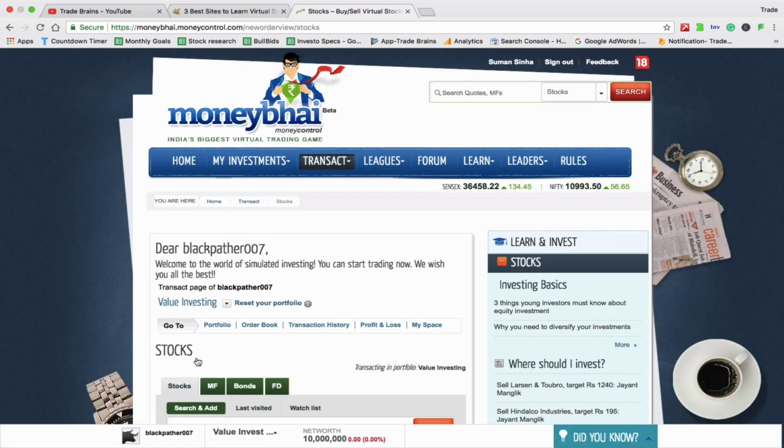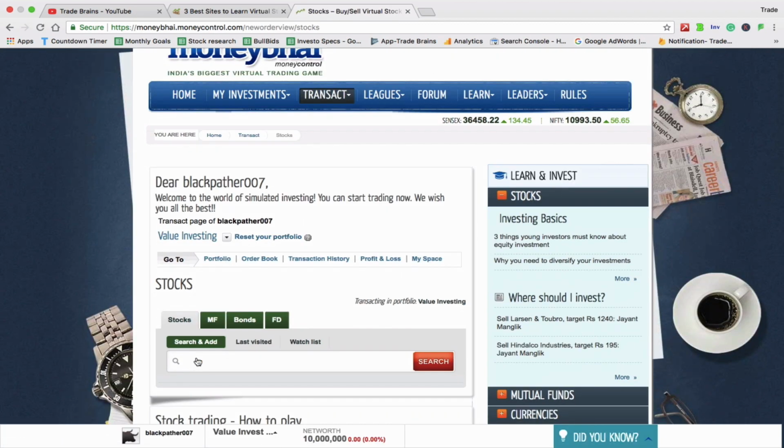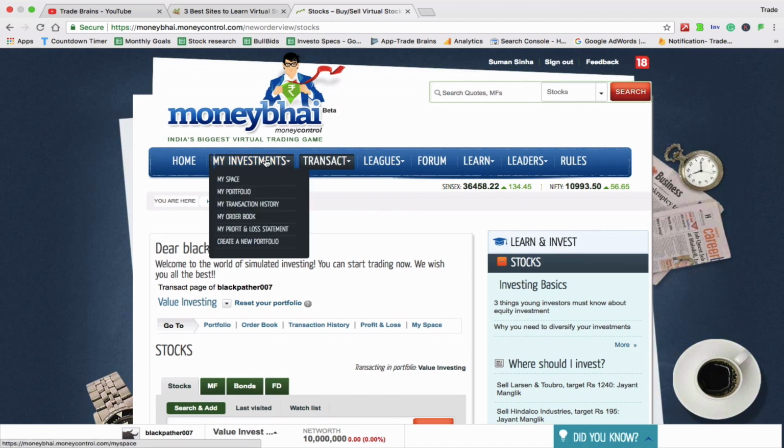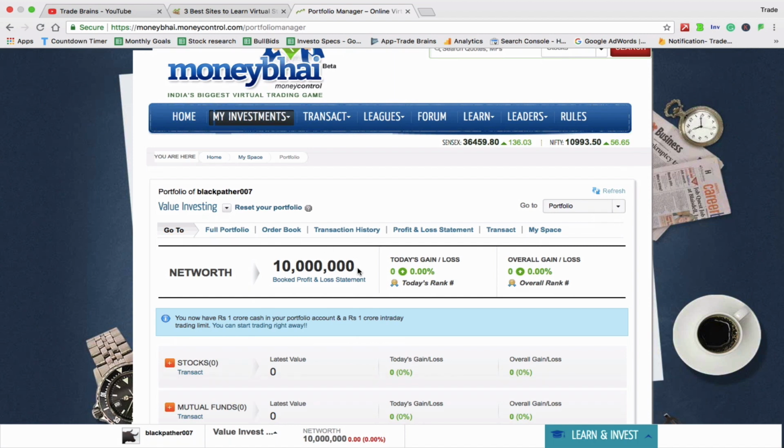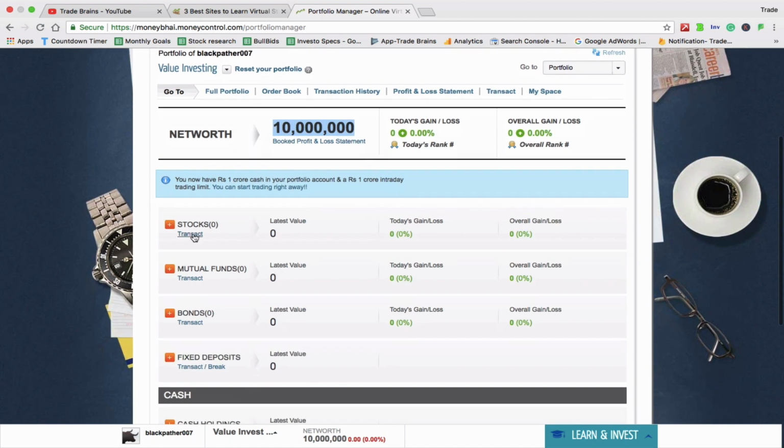When it's done, you have created the name of the portfolio, and if you go to My Investments and My Portfolio, you can see that you have been allotted rupees 1 crore. Now you can use this rupees 1 crore to buy stocks, mutual funds, bonds, fixed deposits, whatever investment you want. Currently we have all the money in cash and we don't have any stock or any mutual fund. And here it shows total today's gain and overall gain.